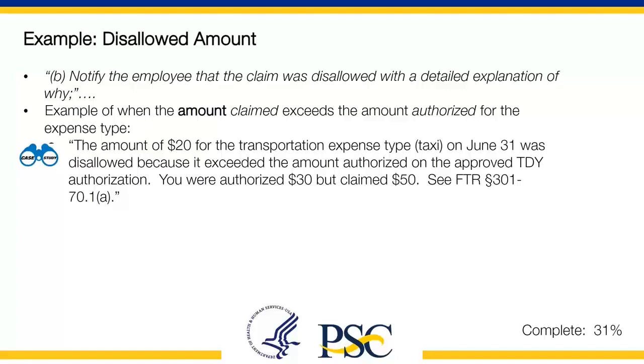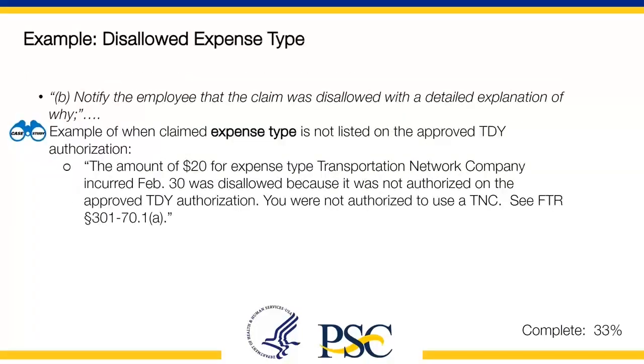Example of when the amount claimed exceeds the amount authorized for the expense type. The amount of $20 for the transportation expense type, taxi, on June 31 was disallowed because it exceeded the amount authorized on the approved TDY authorization. You were authorized $30 but claimed $50. CFTR Section 301-70.1a.